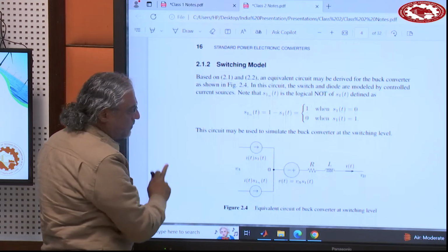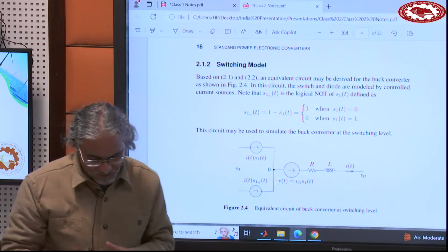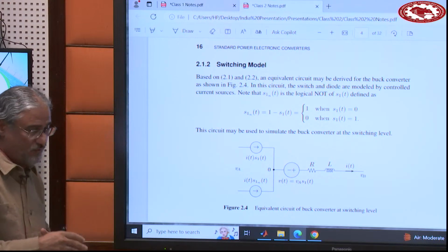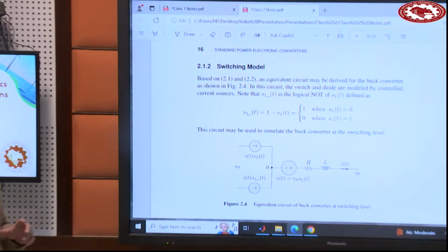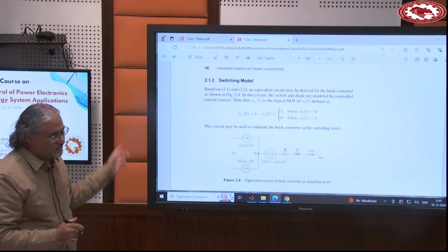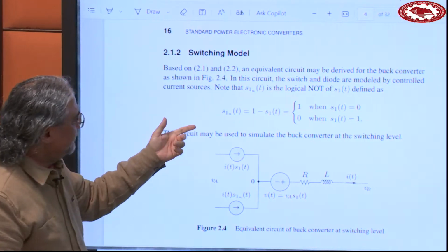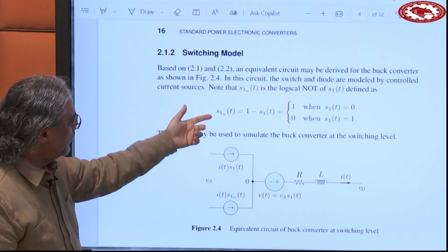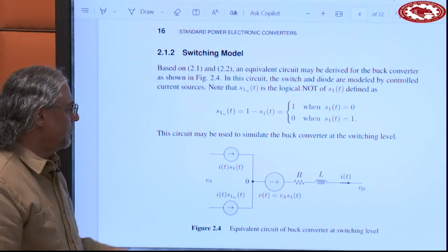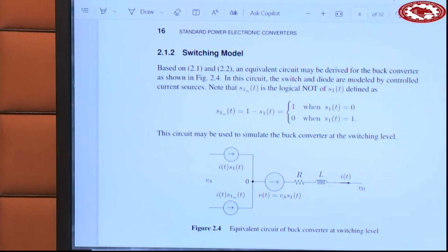Now, here we have only one switch, so I'm using S1. We shortly will move to a case where we have 2 switches or 4 switches or 6 switches. So for that reason, I would like to keep that S1, and then we'll have S2, S3, S4. And then for each switch, we also define the negative or the NOT of that switch, S1N for NOT, which is 1 minus S1. So when S1 is 1, S1N is 0. And when S1 is 0, that is 1. So it's the complement of that switch.